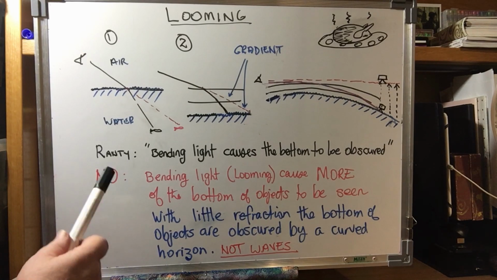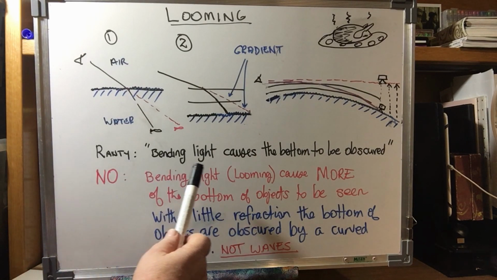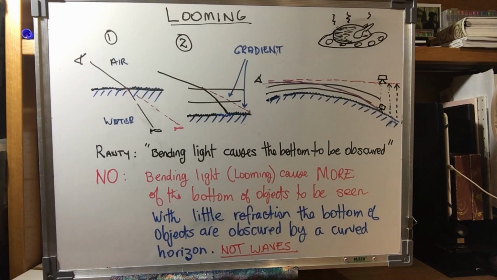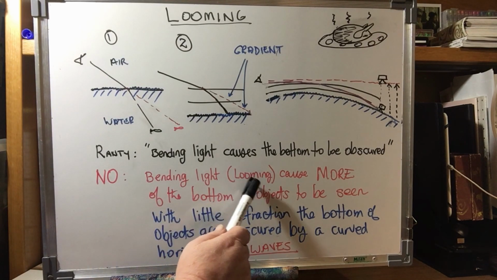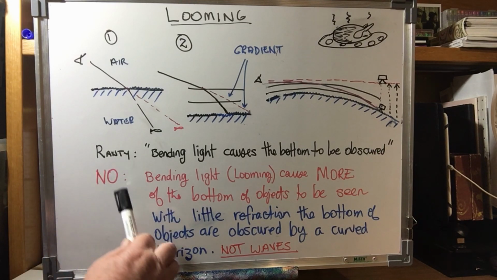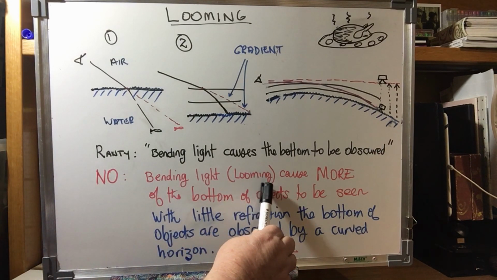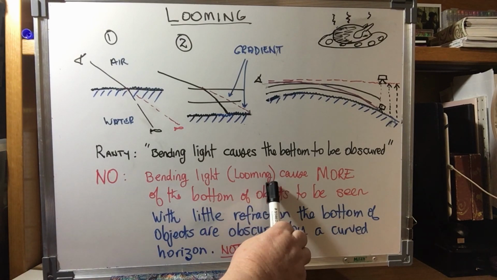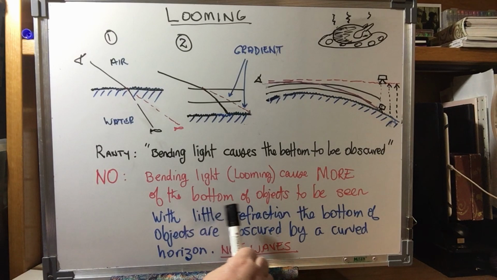So let me just deal with a couple of things that Ranty said over here. So Ranty says bending light causes the bottom of the objects to be obscured. Well, no, Ranty, it doesn't. If anything, it's the other way round. The bending light, which causes looming, causes more of the bottom of objects to be seen. So it's exactly opposite to what you're saying. So no, Ranty, you're wrong.